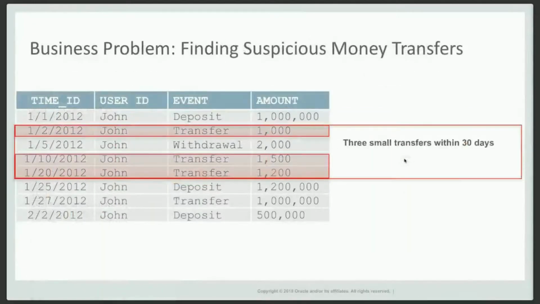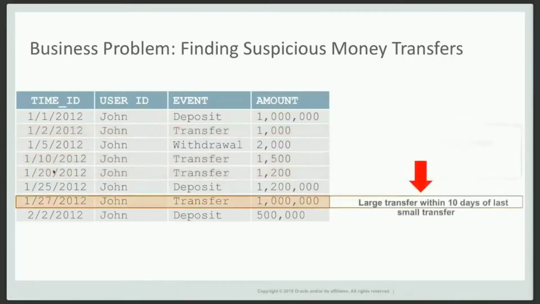Okay, so what are we looking for? Here's our 3 small transfers. So I've got a deposit, I've got a transfer, I've got a withdrawal, transfer. So we can see straight away I've got 3 transfers and they're all happening within a 30-day window. Then what I'm looking for is this large transfer here. So that has got to occur within 10 days of this transfer, and we can see it does. So that's 7 days.